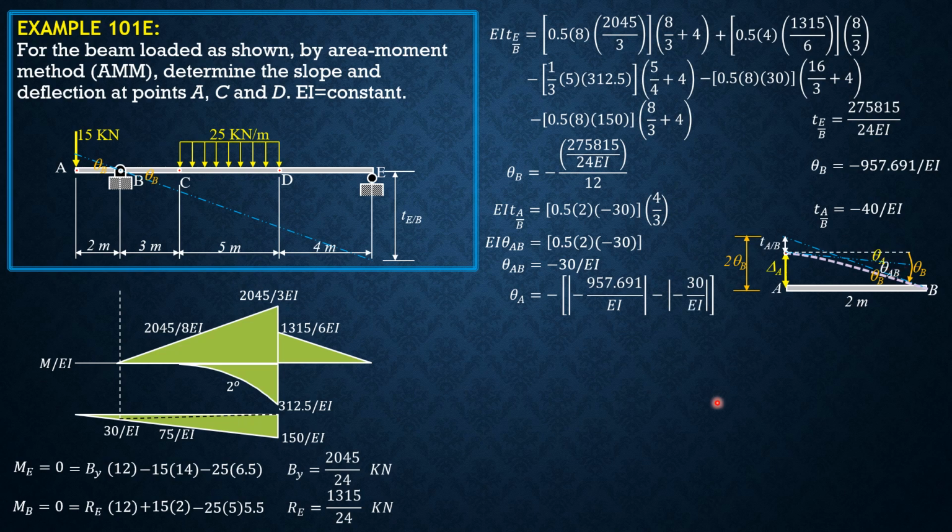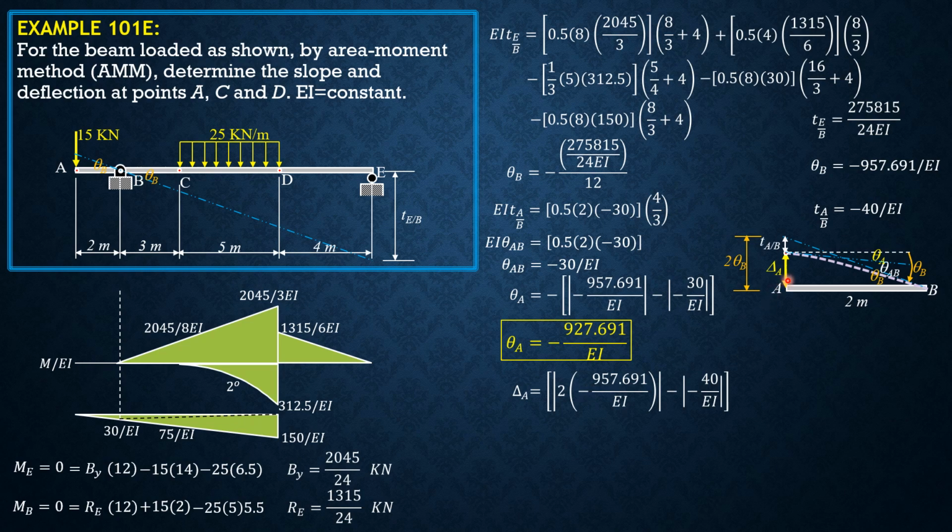That's theta A. Theta A, negative of absolute value of theta B, which is negative 957.691 over EI, minus the absolute value of theta AB, which is negative 30 over EI, which is that. So therefore, theta A is negative 927.691 over EI. So that's also the answer to theta A by double integration method in example 100E.